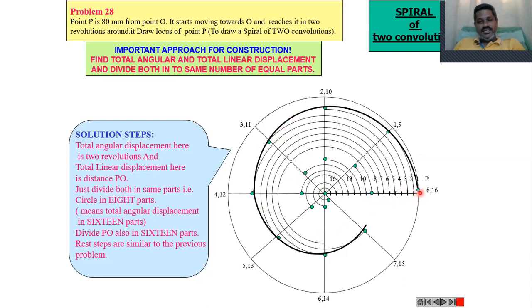I mean, to reach the origin point from 80 mm distance, it is tracing one path. That path is called the spiral. In this case, it is rotating two convolutions like this, meaning two revolutions. After revolving two revolutions, this point is going to reach the center point or origin. Until it moves to the origin, it is going to revolve two revolutions or 720 degrees. This is called the spiral of two convolutions. Now let me move further to see what the other types are.